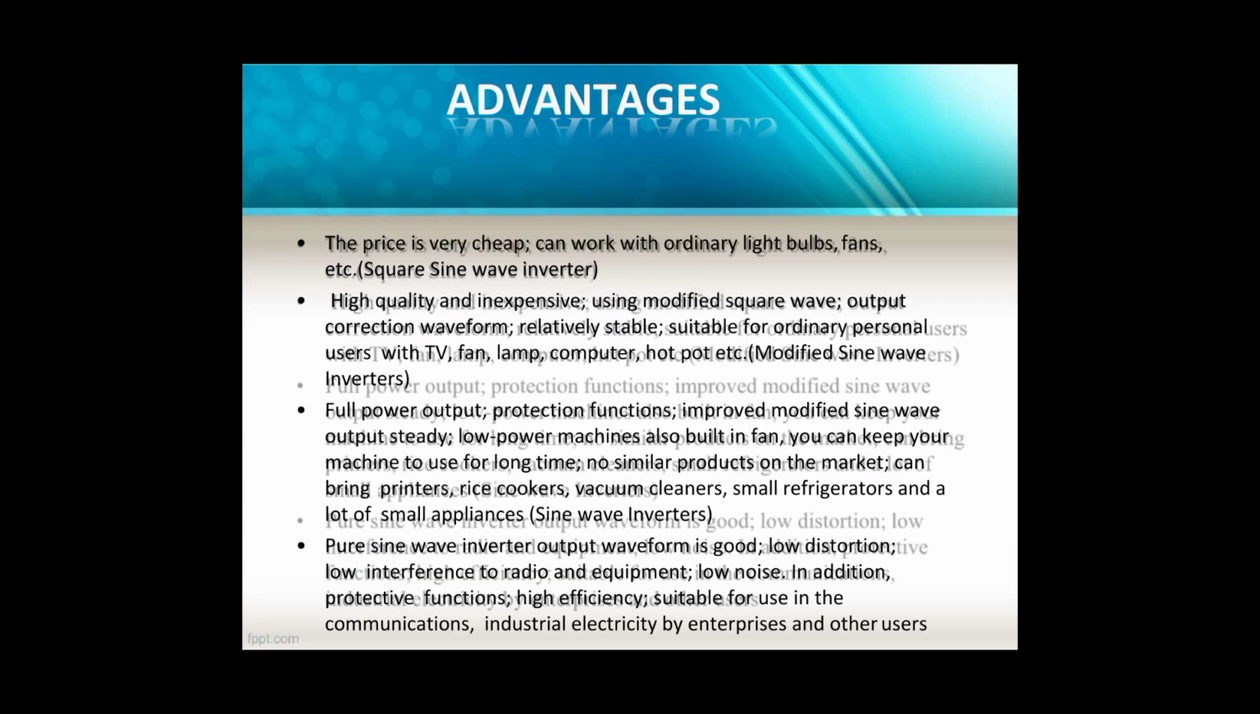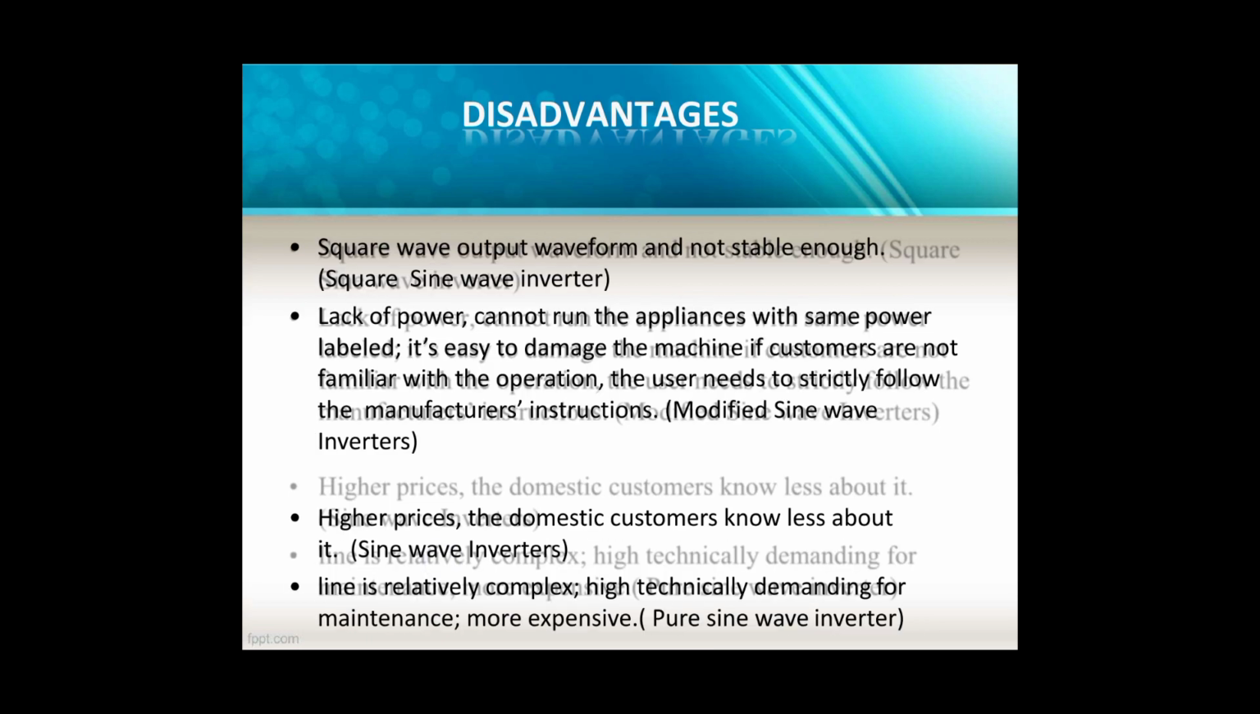Advantages. These devices are cheaper and of higher quality. Pure sine wave inverters are good because our daily-use electronic equipment is related to sinusoidal waveform. Disadvantages. Square wave output is not stable enough. It can damage equipment if consumers are not familiar with the instructions.